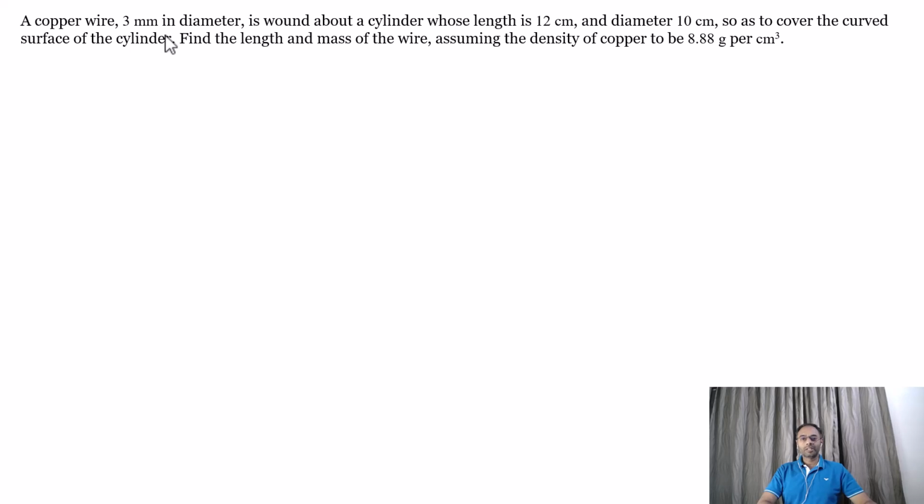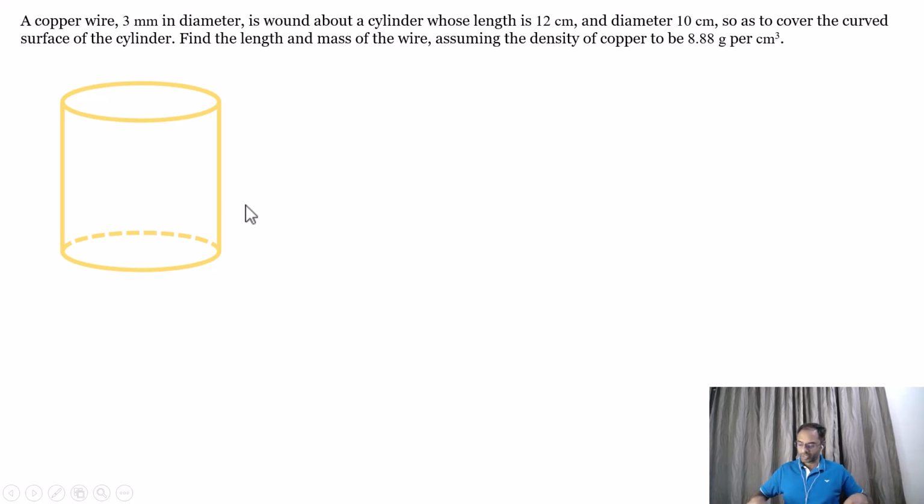A copper wire 3 millimeters in diameter is wound about a cylinder whose length is 12 centimeters and diameter 10 centimeters. We have a cylinder something like this, and what is being mentioned here is a copper wire is wound about a cylinder. So you'll have this copper wire completely enclosing the cylinder in circles.